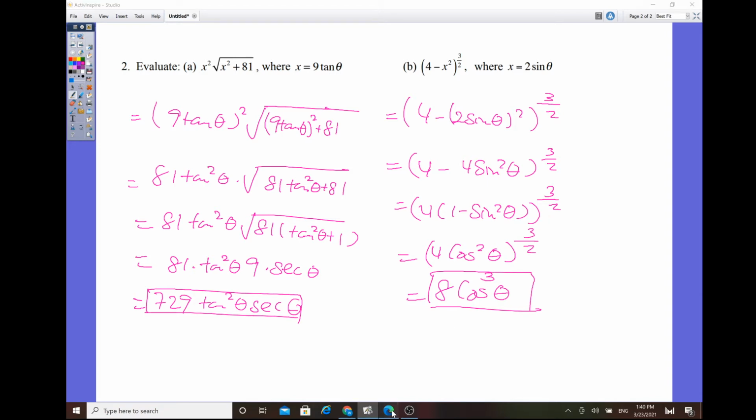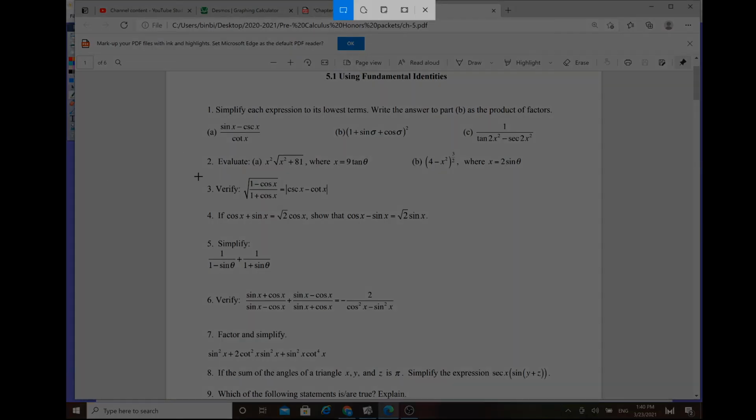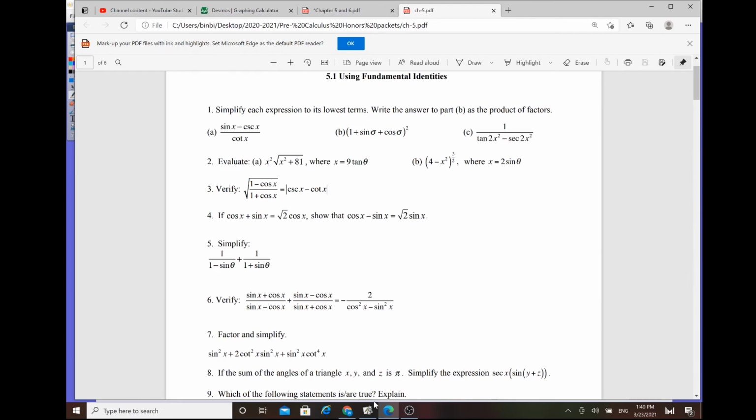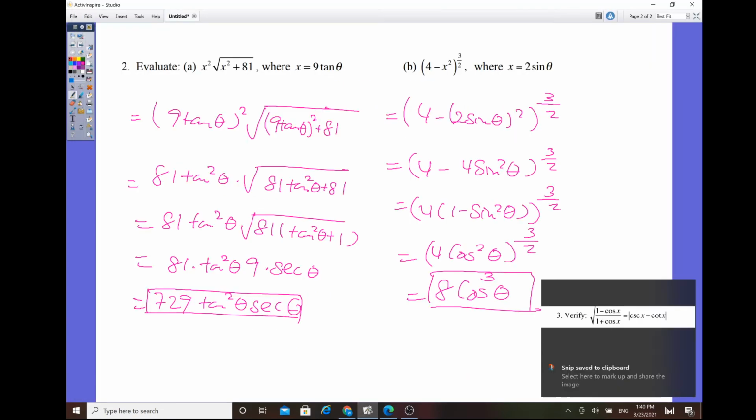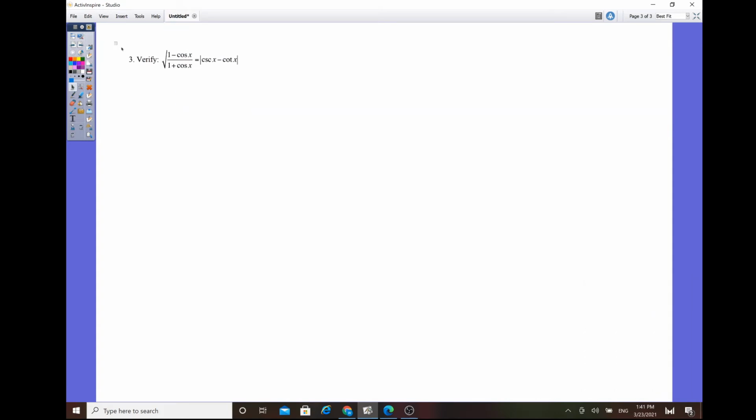And now let's see what else. Number 3, that one you want to prove, verify. So square root of, okay, let's just put it out first. Anytime you want to prove something, you always want to work on the side that is the most complicated. But if both sides are kind of complicated, you have to verify both sides. Okay?